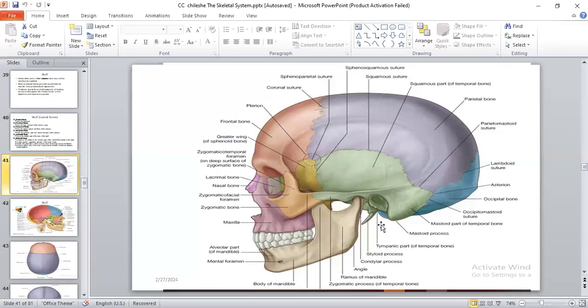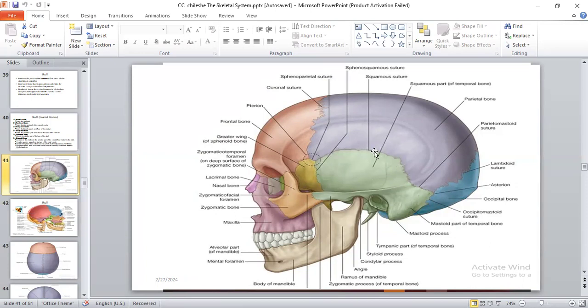This is known as the styloid process. Now, the other thing that we have to take note of is this bone. It has different parts, very distinct parts. There is this flat portion of the temporal bone, known as the squamous portion, and this squamous portion articulates with the parietal bone, okay?